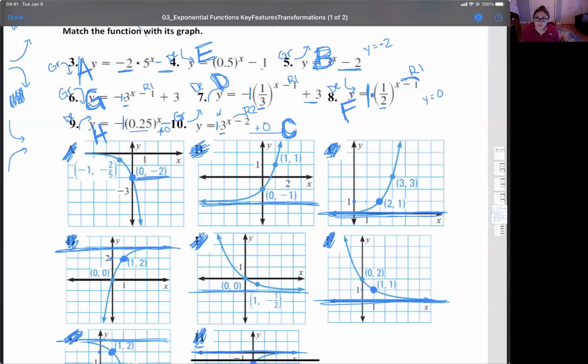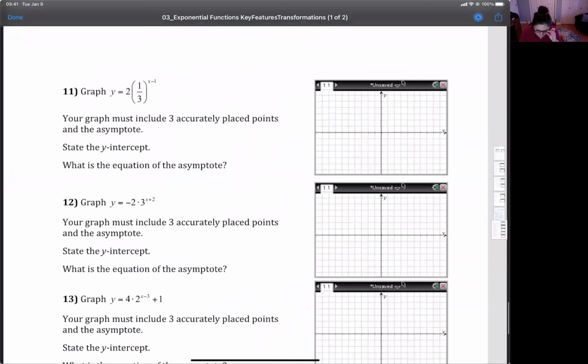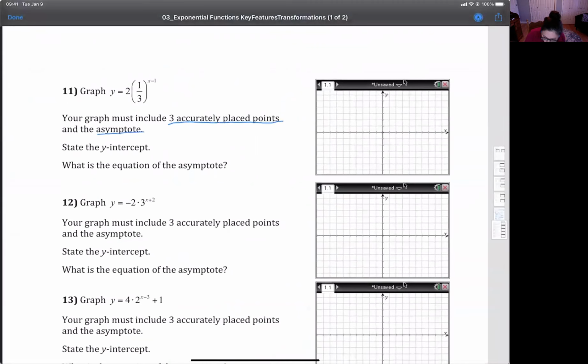So we've taken a look at some graphs with this sort of matching setup. Now I want to take a look at some graphs that we create. So let's take a look on the next page at number 11. We've got our function here, and I want to graph this. We're going to include 3 accurately placed points and the asymptote. Anytime you graph an exponential function for me, I need to see the asymptote on that graph. And I'm asking for 3 accurate points here.